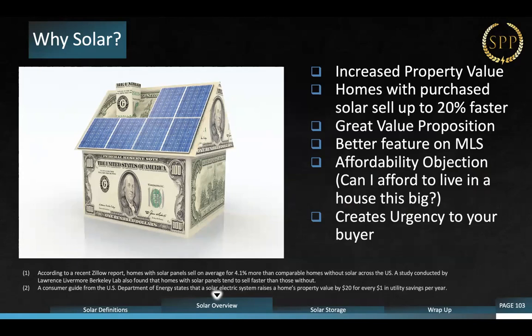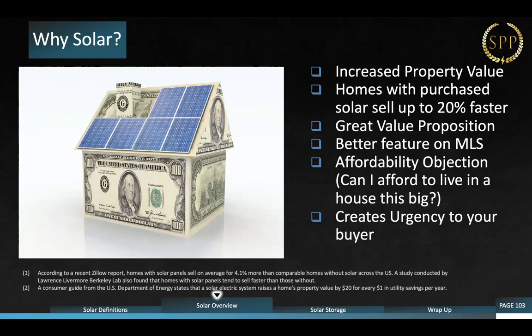So according to a recent Zillow report, homes with solar panels sell on average for 4.1% more than comparable homes without solar across the United States. A study conducted by the Lawrence Berkeley Lab also found that homes with solar panels tend to sell faster than homes without. It's up to 50% faster than homes without solar.